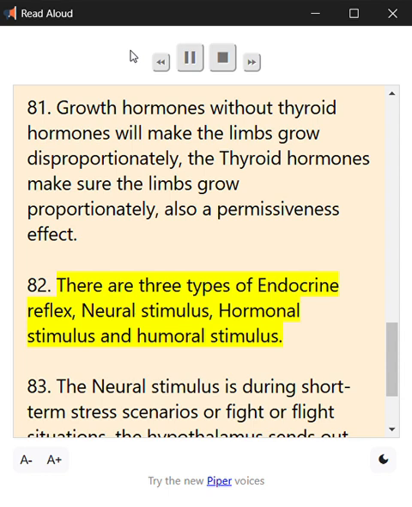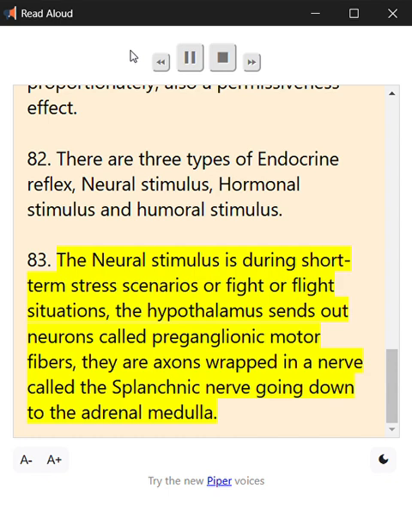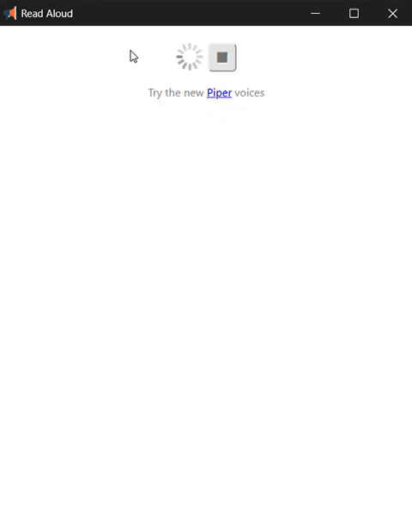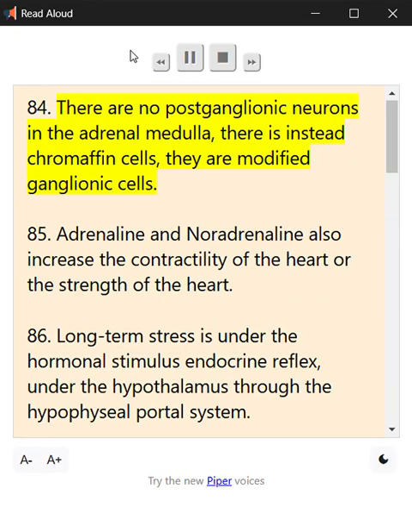82. There are 3 types of endocrine reflex: neural stimulus, hormonal stimulus and humoral stimulus. 83. The neural stimulus is during short-term stress scenarios or fight or flight situations. The hypothalamus sends out neurons called preganglionic motor fibers. They are axons wrapped in a nerve called the splanchnic nerve going down to the adrenal medulla. 84. There are no postganglionic neurons in the adrenal medulla. There are instead chromaffin cells. They are modified ganglionic cells.